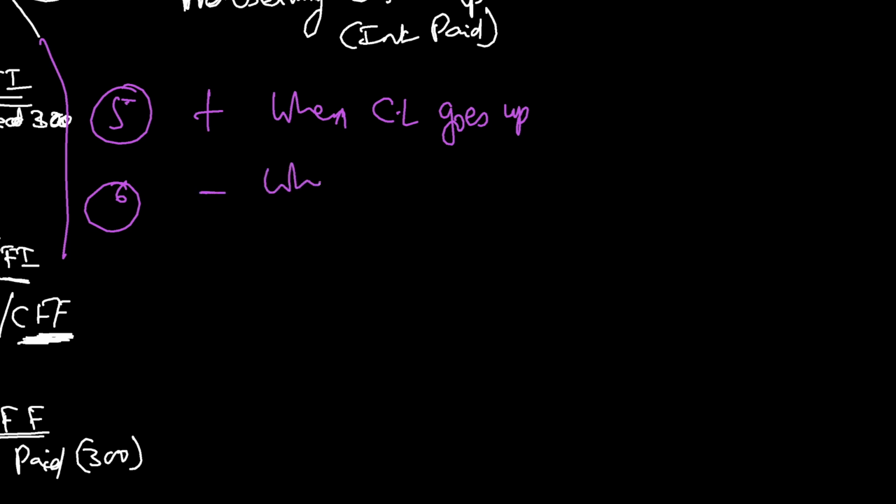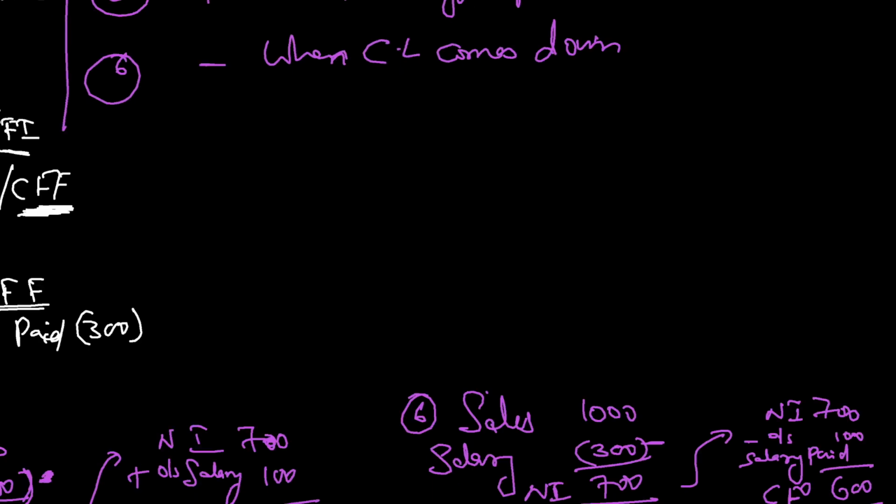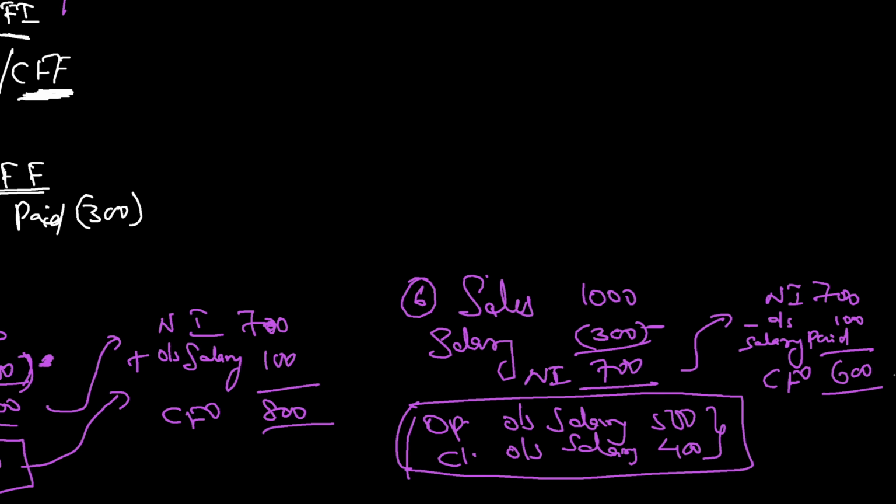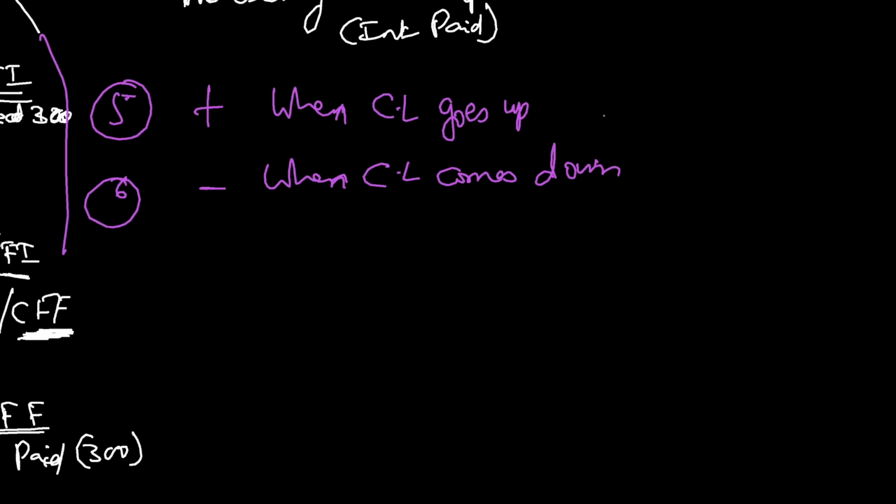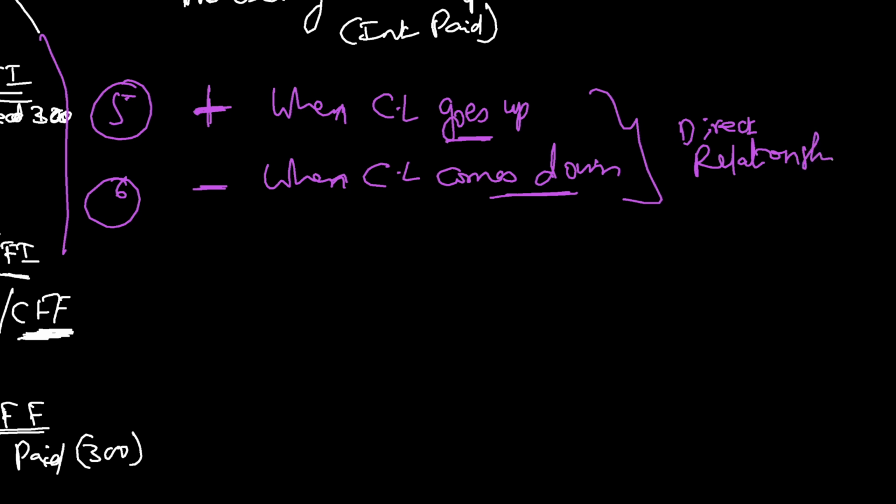So minus when current liability comes down. Okay, so this is how you are supposed to treat current liability. In short, current liability, when it goes up, you should add. When it comes down, you should minus. So it has a direct relationship.